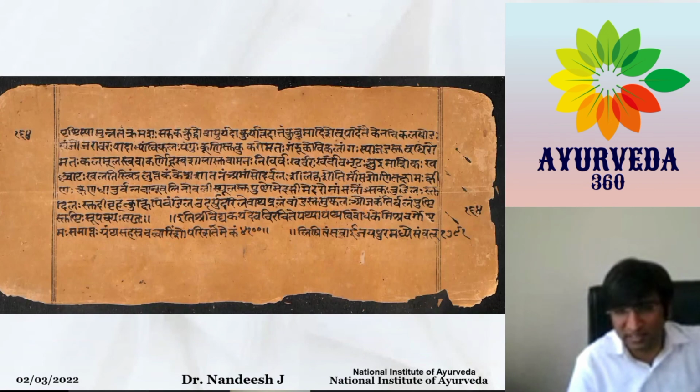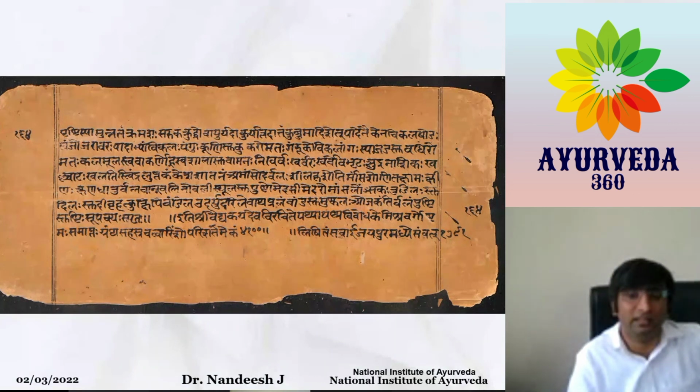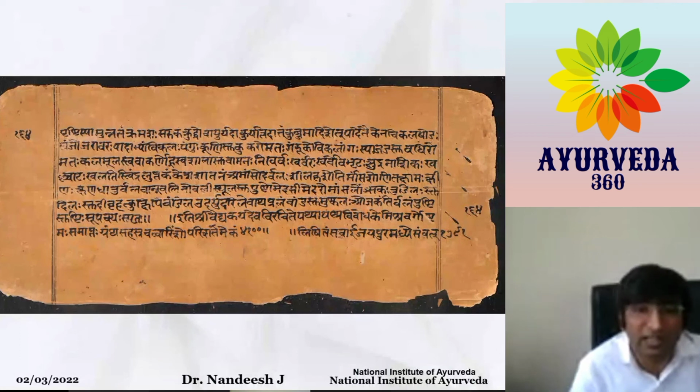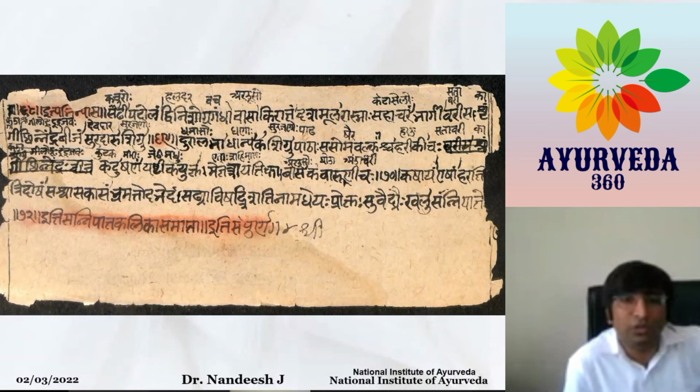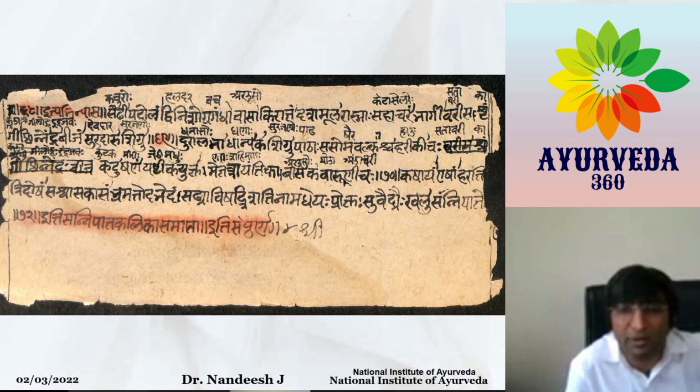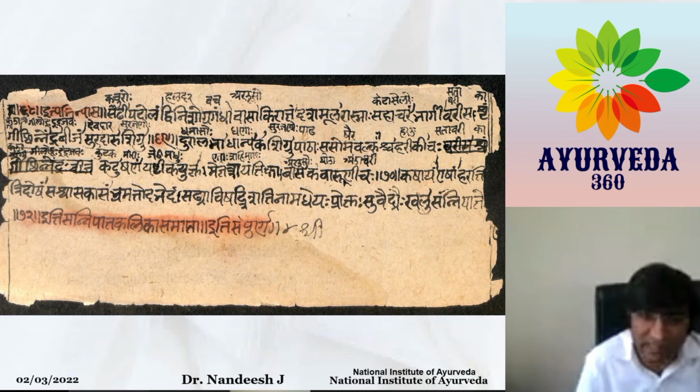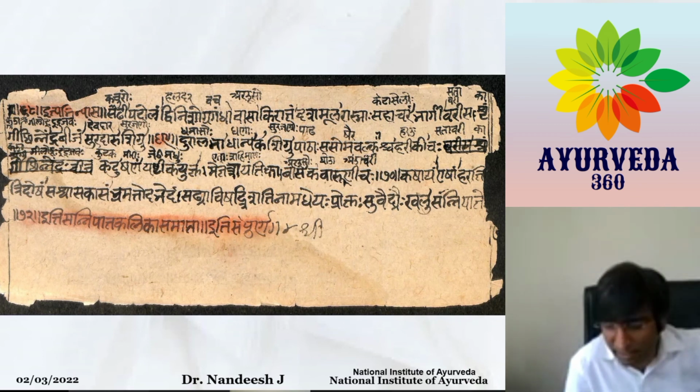What I have shown are certain examples. These are all available in our manuscript unit, the manuscript department in NIA. So I'm just showing you how the scribes used to write. You can see the line above the shloka. There are certain words written there. These are nothing but certain local names for each and every drug. So when a person copies from this while creating a textbook, then it is difficult. He may not have written it as it is. Certain mistakes could be there.